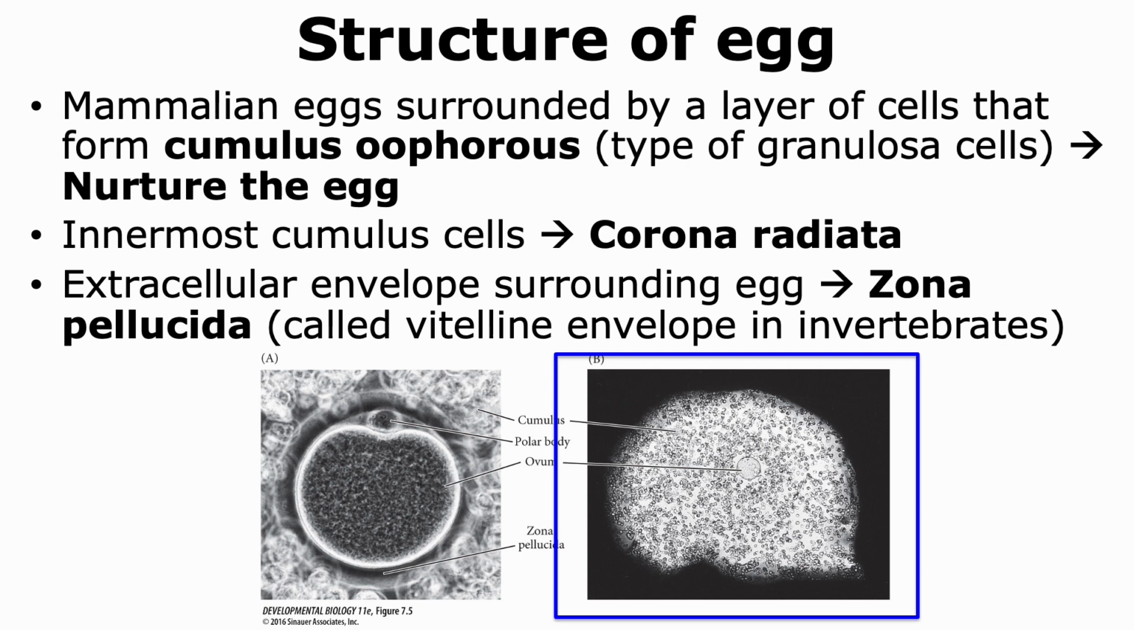Now there is an extracellular envelope surrounding the egg that is rich in glycoproteins, and it is called the zona pellucida. In invertebrates, this region is also called the vitelline envelope. And we can see that on the left side of the figure, there is a label that refers to the zona pellucida.